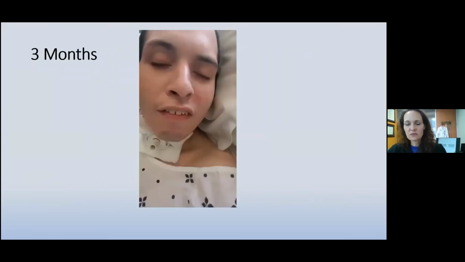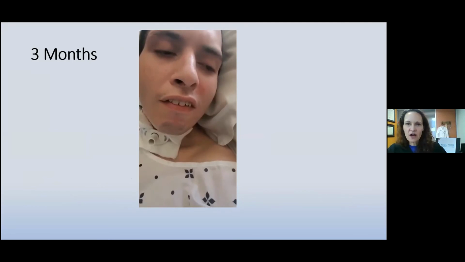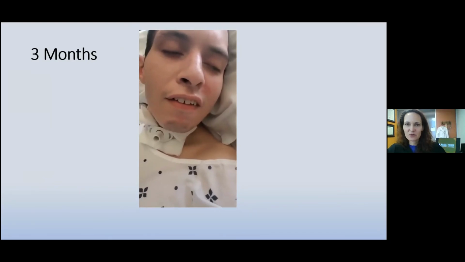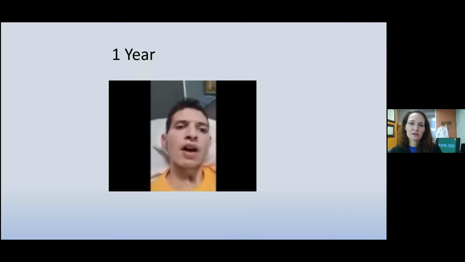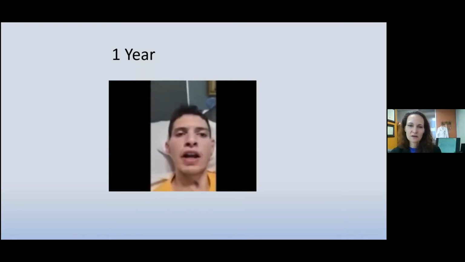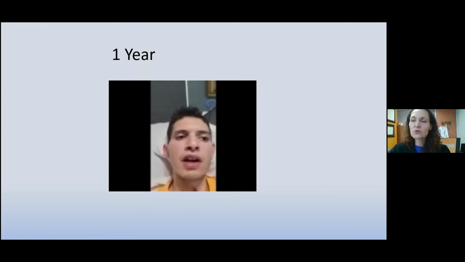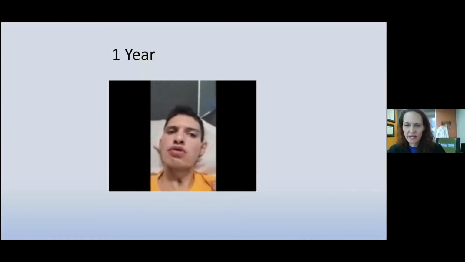So this is him at 3 months. Open your eyes, open your eyes, open your eyes. Smile. So he's starting to follow a little bit, but it's pretty disabled. Let me see your tongue. And this is him at a year. So he's super dysarthric. He's got spastic speech. He's obviously very disabled, right?